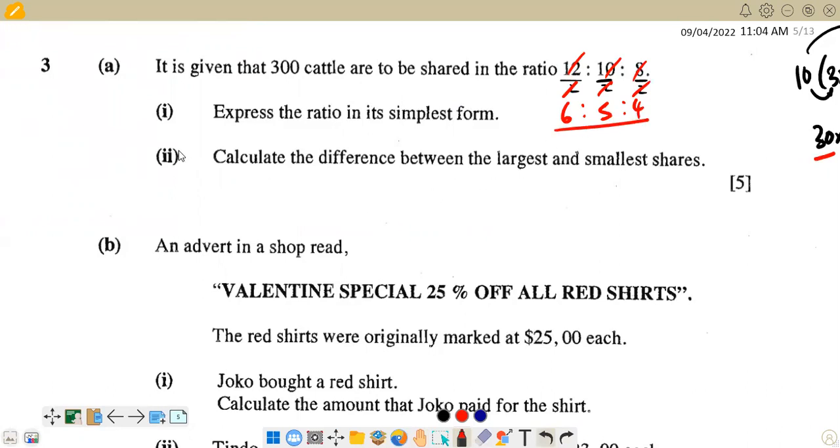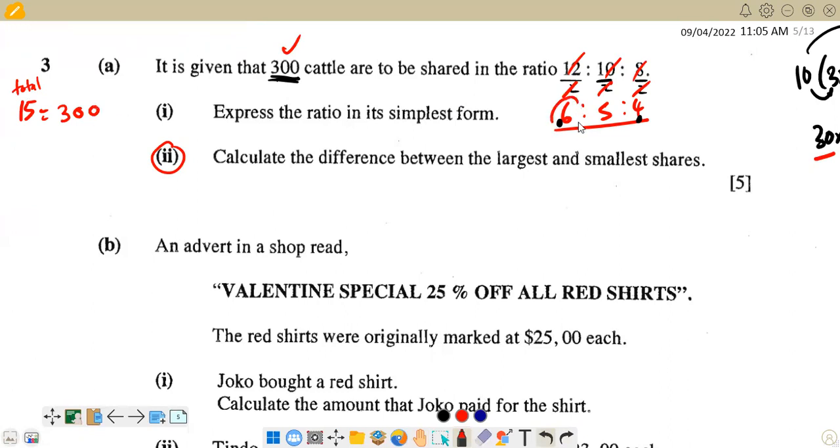Okay. Then the next part is to calculate the difference between the largest and the smallest shares. So this is your largest share according to the ratio, we've got 6. The smallest share is 4. So what are we given? We have to find the total ratio because we are given 300 cattle here. So the total is 6 plus 4, that's 10, plus 5, which is 15. So 15 according to the ratio is the one that is giving us the total. So it's the one that we are going to equate to 300 cattle.